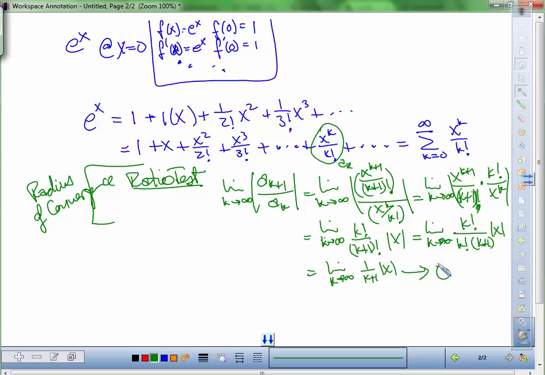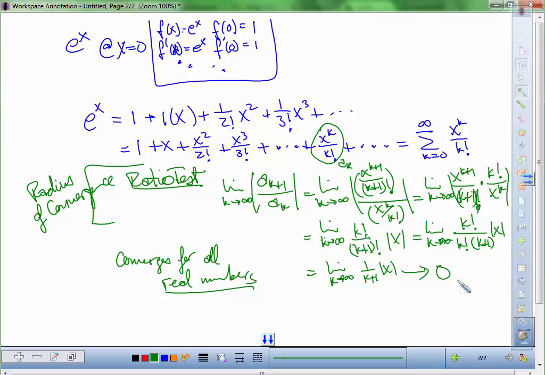Now, what do you remember from Calc 2 about the radius of convergence? If you take the ratio test, it's equal to 0, what happens? It converges for what? Yeah, all real numbers. So it turns out that if your ratio test gives you a 0, then it's going to converge for all real numbers. Okay?